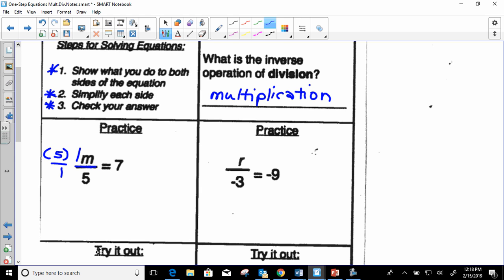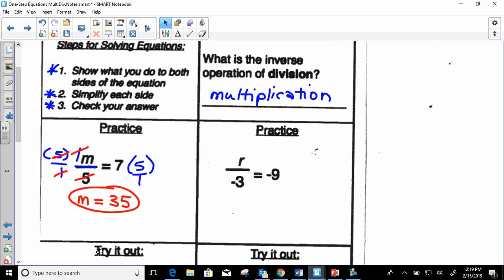This is 1m, but it's understood that it's 1m. So you're going to multiply by 5 over 1 on both sides, or just 5. When you do that, you're going to cross these out because that equals 1. On the left side, you're left with m equals 35. And then circle your answer.